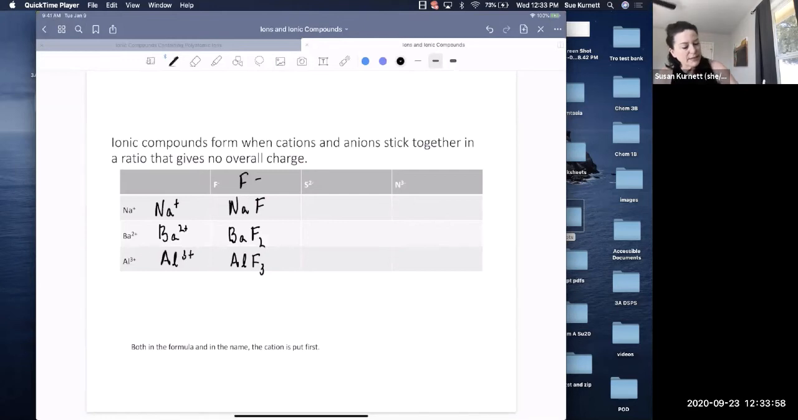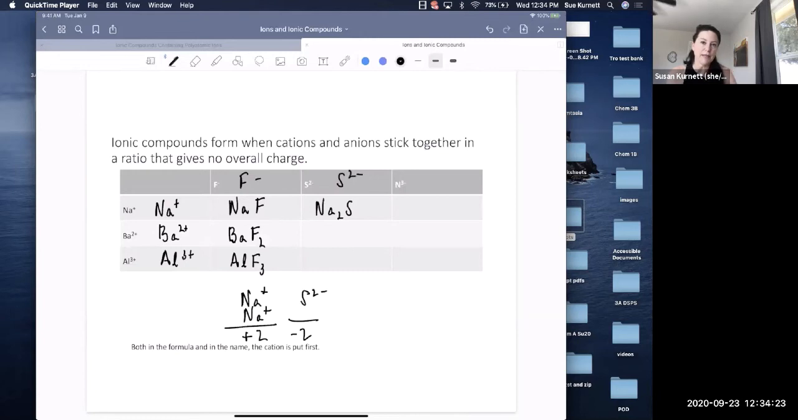Okay, so we could do the same thing here. Sodium with sulfide. Sulfide is -2, sodium's +1. I'm going to need 2 sodiums to balance that -2 charge. And I always put the positive one first. So I put the subscript after the sodium, before the sulfide. And when we make these ionic compounds, we don't show the charges. If we had the free ions, we would show the charges.